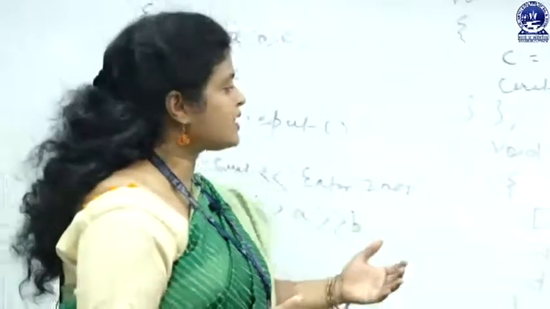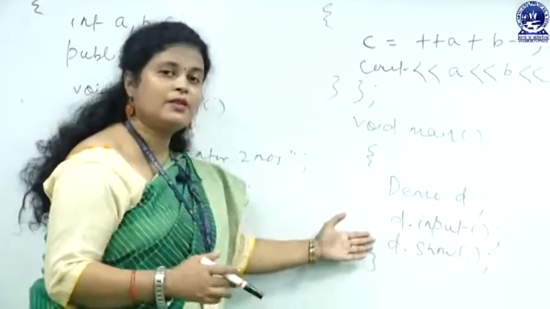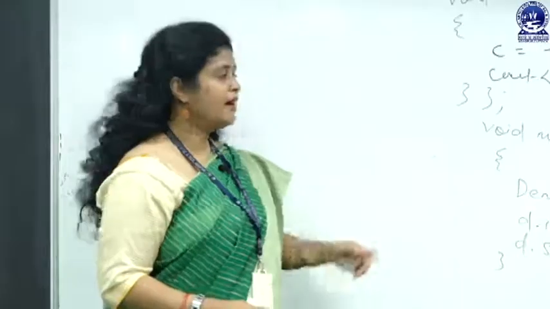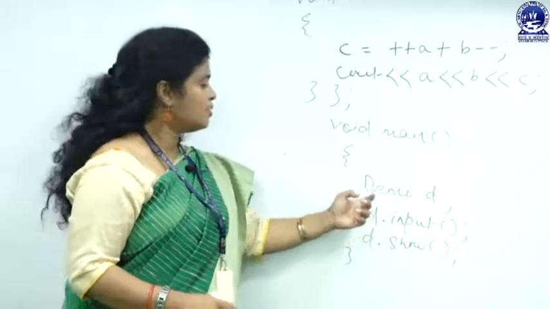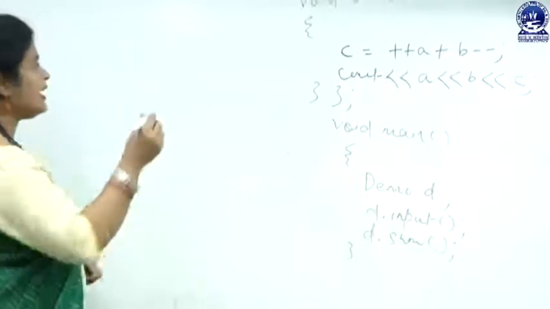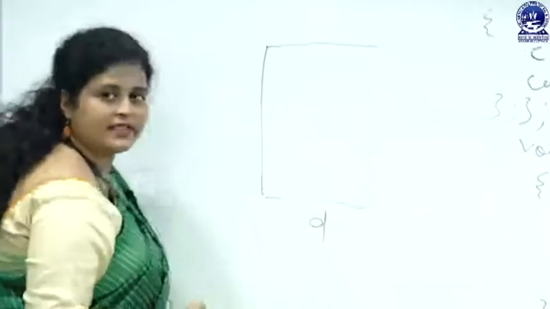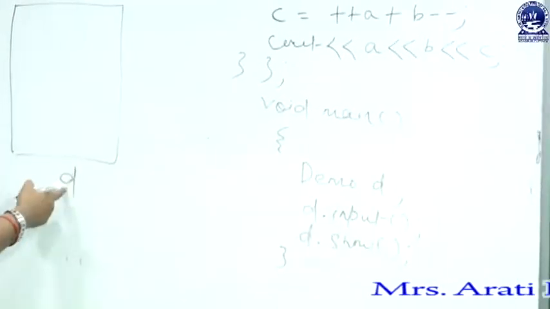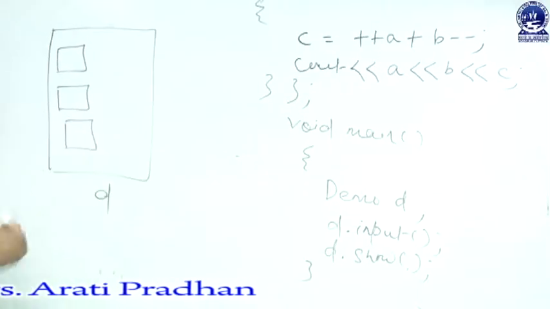Now I will explain how it is working. I will explain the main part, so that you can understand the whole program in a very easy way. When you use demo d, it means that you are creating one object and the name of the object is d. Then d contains an a memory location, a b memory location and a c memory location.